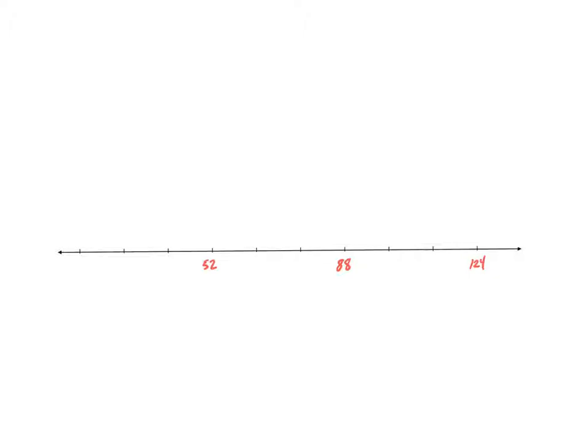Let's look at another example. And in this case, I have numbers that are equally spaced apart, so it doesn't matter which one I choose. I'm just going to choose these first 2. And I'm going to figure out how many units on the number line apart are they. To do that, I'm going to subtract 88 minus 52. And I discover that they are 36 units apart.